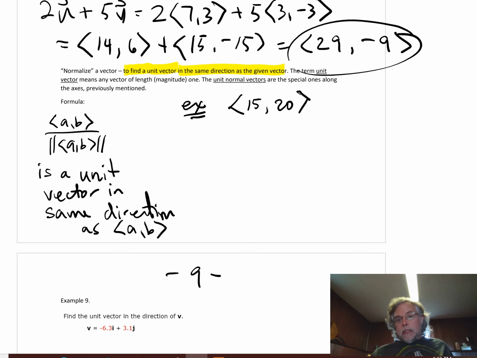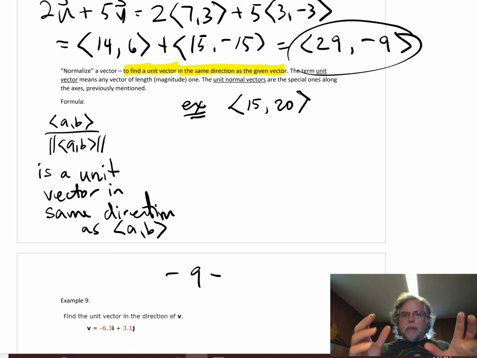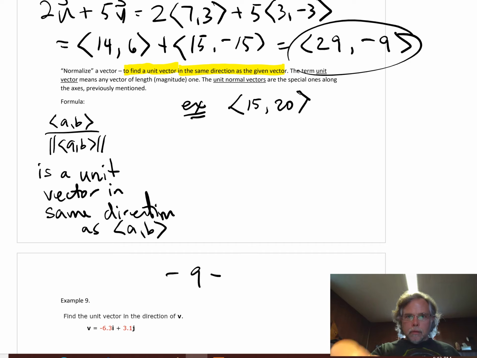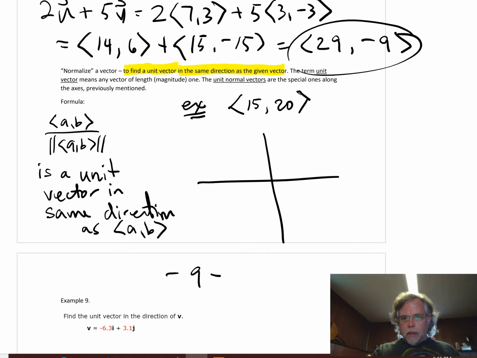To find a unit vector. Well, first of all, it's not like a search, like go out and find. There's a formula for this. The term unit vector simply means a vector of length 1. And so idea-wise, the formula's there, you can see it. I just want to give you the idea here. We'll normalize this vector here in a second.